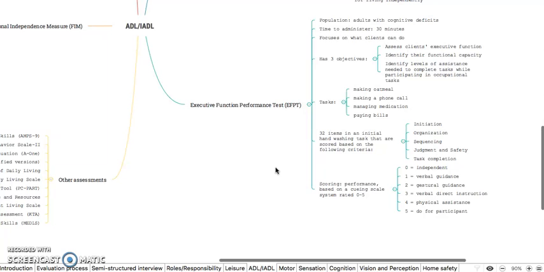The next one is the EFPT. It has 4 tasks that it looks at: making oatmeal, making a phone call, managing medication, and paying bills. It also has 32 items total, with an initial hand washing task, that are scored based on these criteria: initiation, organization, sequencing, safety and judgment, and task completion.